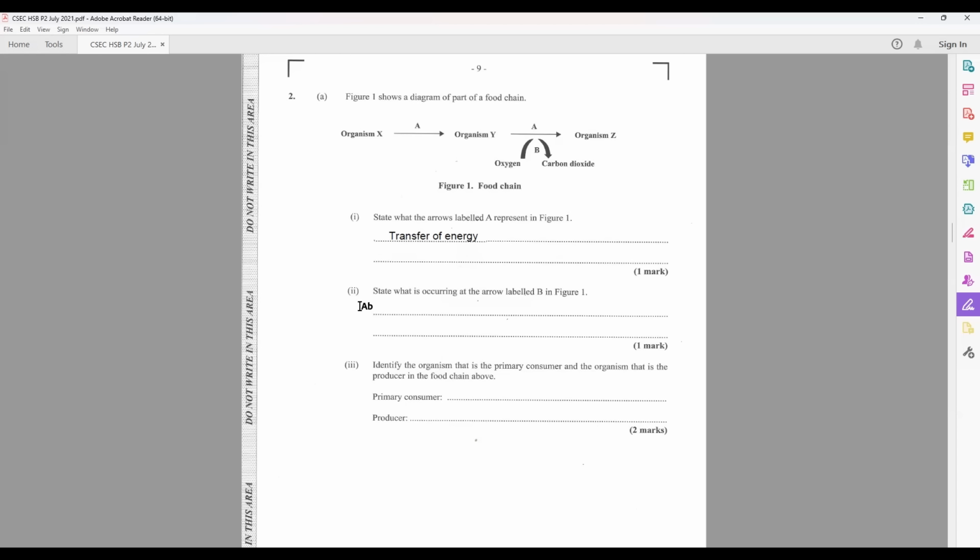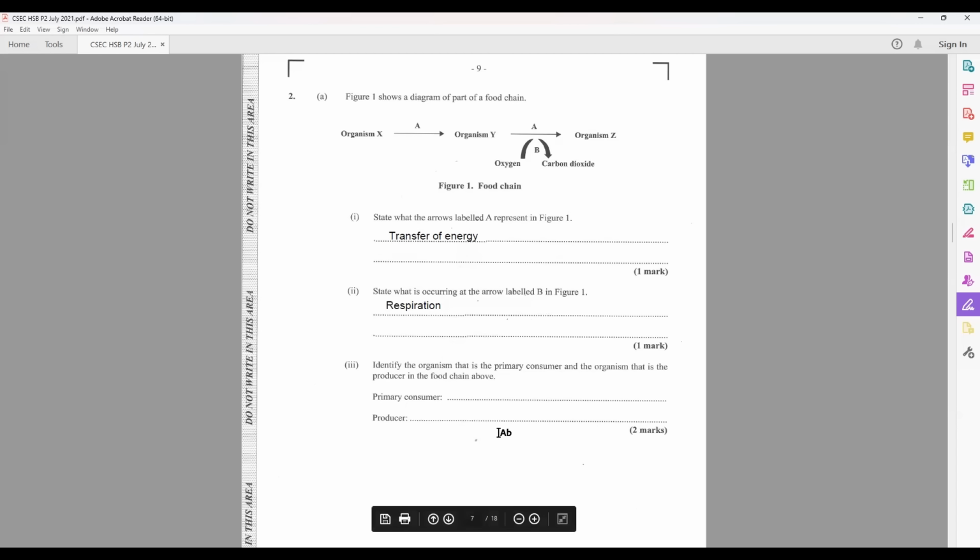State what is occurring at the label arrow B in figure 1. And if we see that there's oxygen being taken in, and then there's carbon dioxide being given out, that is an indicator that respiration is happening there.